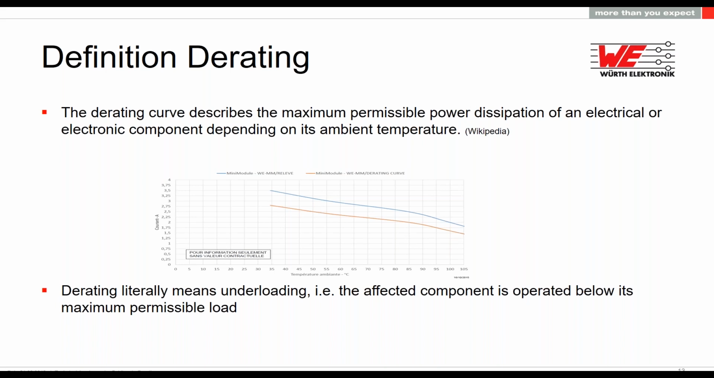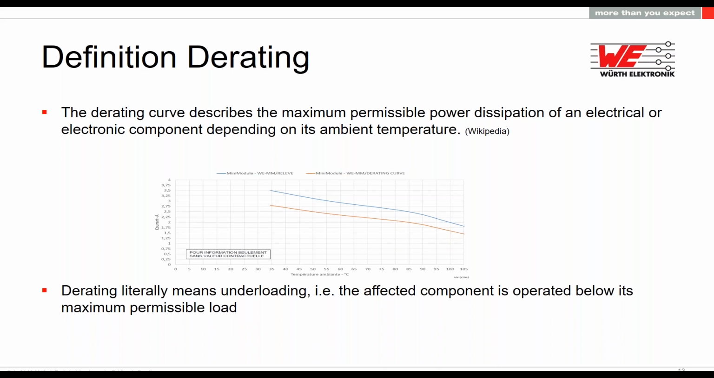As you know, if you look into your data sheet of Würth Elektronik, you have a given specified ampacity for a part, but this given ampacity is valid for normal room temperature. So you have to take care what is the real temperature when the part is in use. And derating literally means underloading. So we want to make sure with this derating curve that the affected component is really operated below its absolute maximum so that it cannot be defective in any way because of heat.